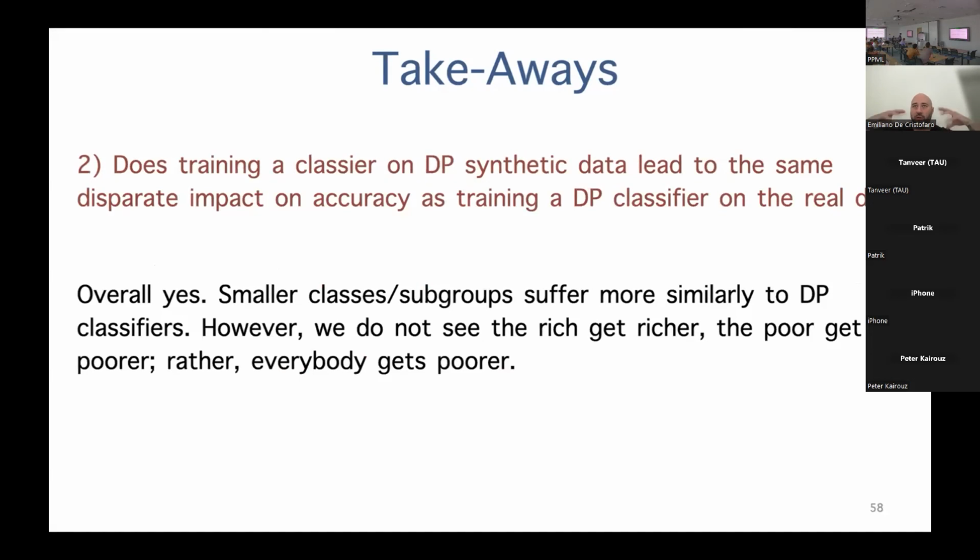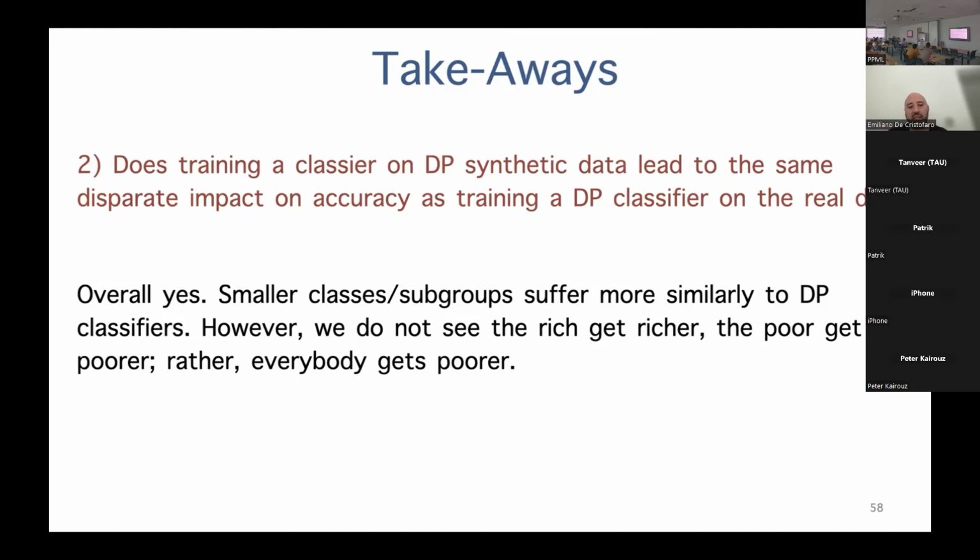So if you use the synthetic data to train a classifier, you actually have this sort of similar, this disparate impact on accuracy as training a differential privacy classifier on the real data. Okay, so this means that really this is an artifact of the noise itself, right?